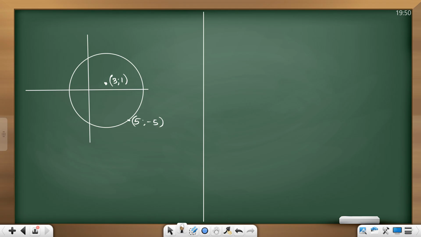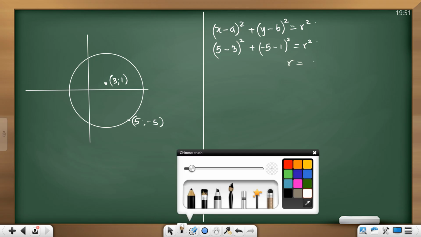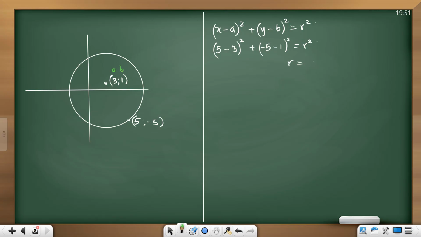Go ahead, try. What's your format? x minus a squared plus y minus b squared equals r squared, because what I don't have is my radius. What is my x? 5. What is my a? 3. What is my y? Negative 5. What is my b? 1. Get me the value of r. So don't forget what these variables are: a, b, x, and y.